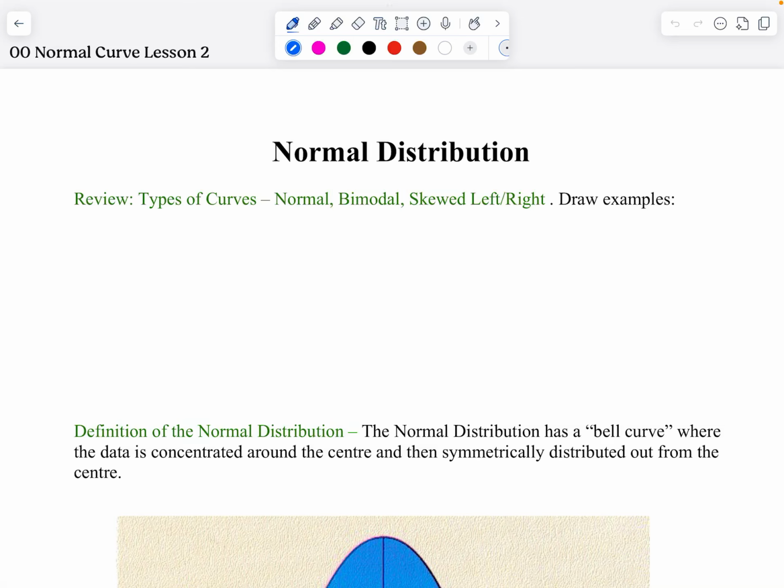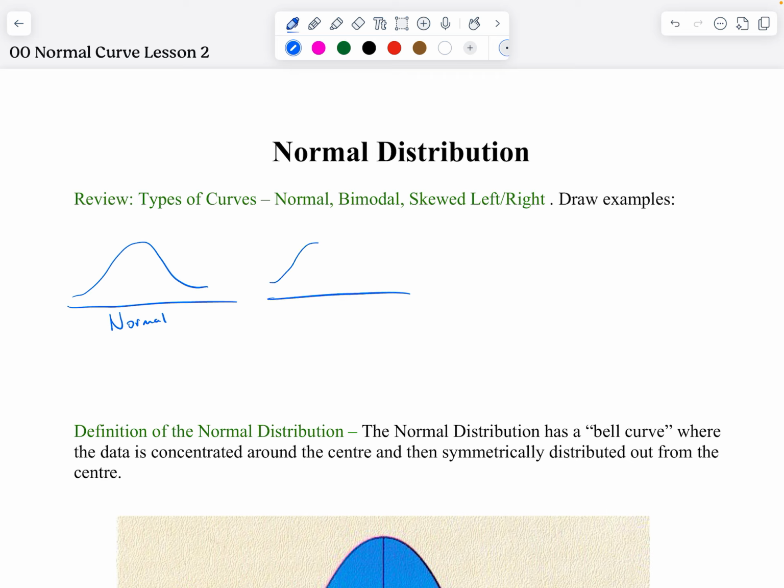The normal distribution. So first, let's review the different types of distributions we actually learned earlier in the year. One of them was normal. Normal is what you see in that picture below. Normal has one mode. It's evenly distributed on the left and the right.